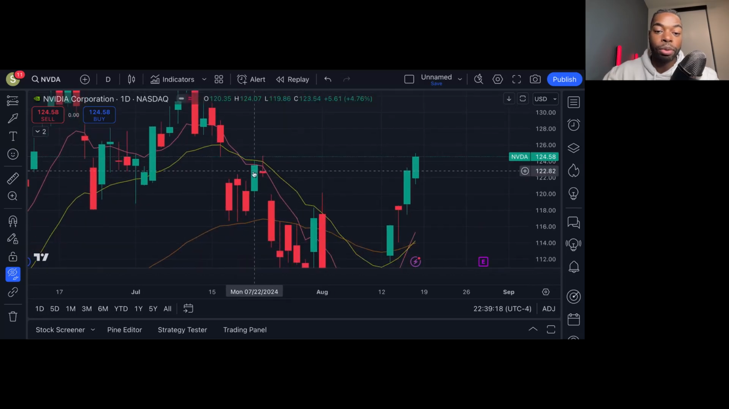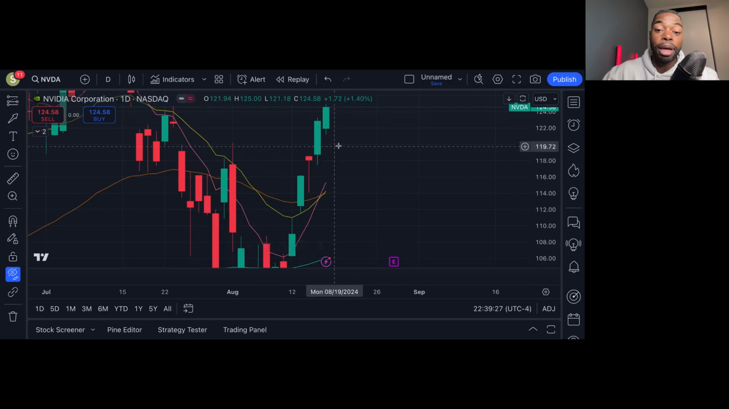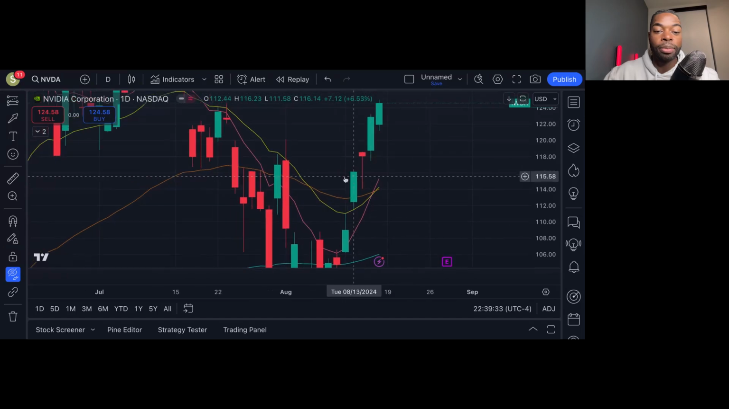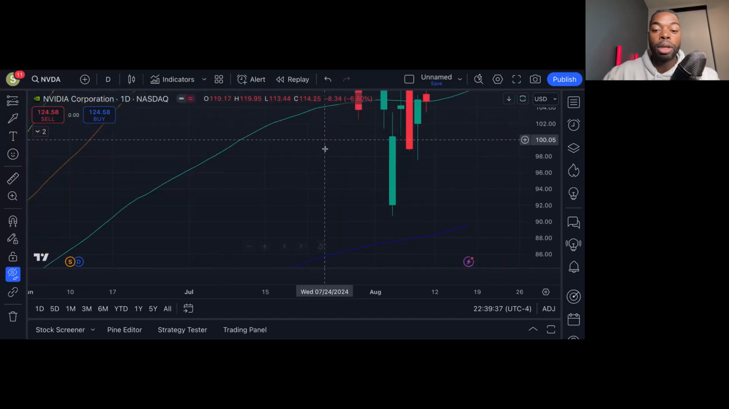So the 9 crossing below the 20 guarantees a massive downside move. And then the 9 crossing above the 20, the pink above the yellow, causes a massive upside move. Pretty simple stuff, man. You might want to use this strategy. Go to my videos.